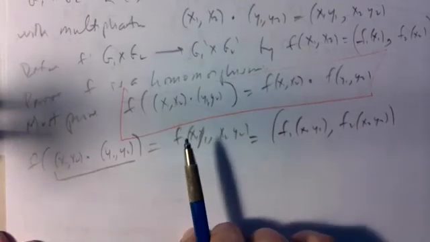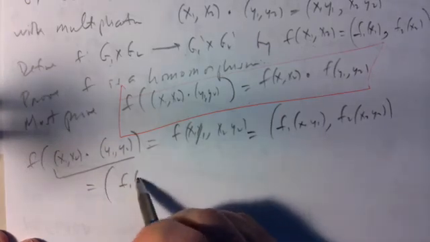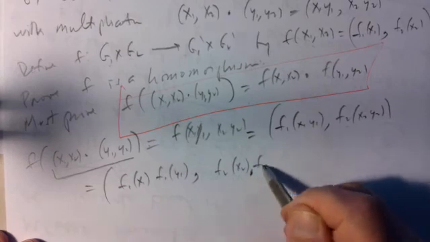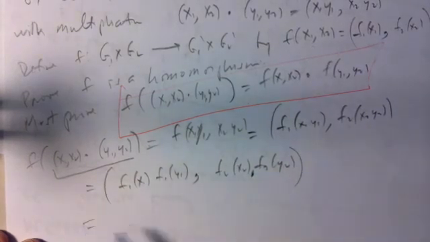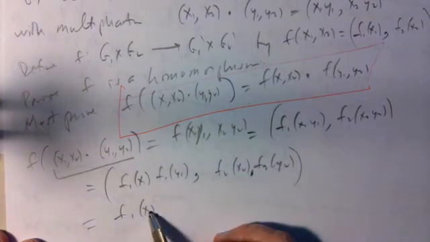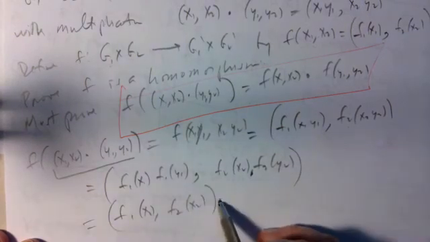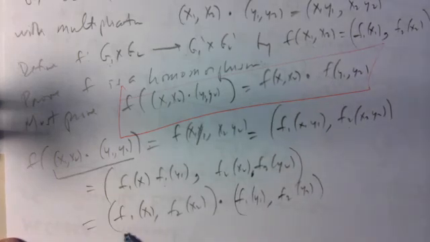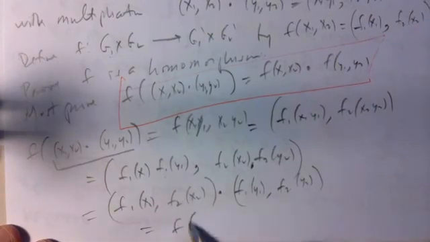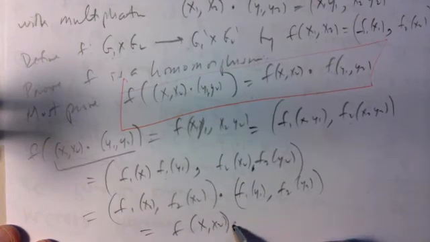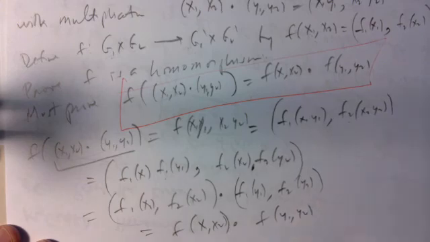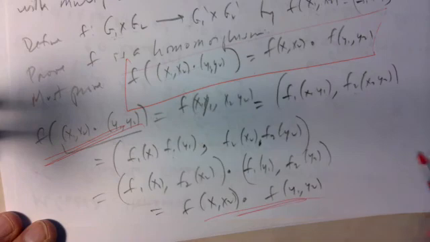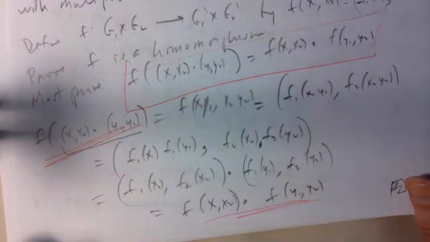But we know f1 and f2 are homomorphisms. So this is equal to f1 of x1 times f1 of y1, comma, and this is f2 of x2 times f2 of y2. And this is the product of f1 of x1, f2 of x2 times f1 of y1, comma, f2 of y2. And this element right here, this is f of x1, x2, and this is f of y1, y2. So here we have the left-hand side equal to this, which is the right-hand side. So that's the complete proof.